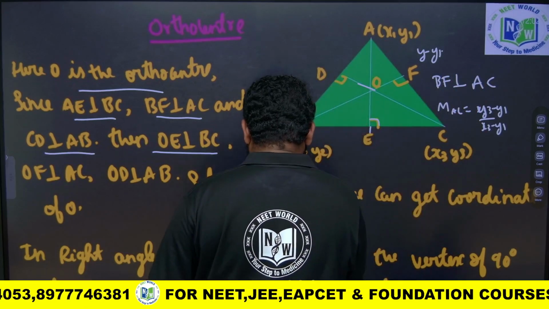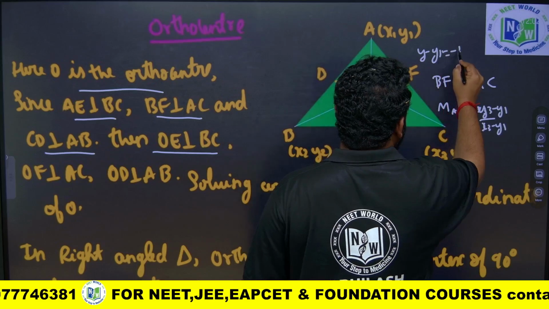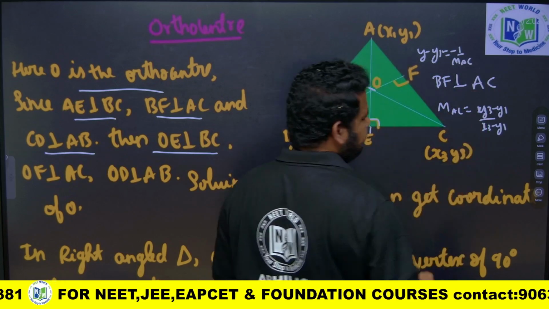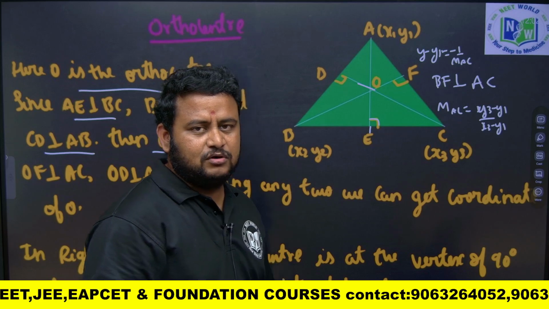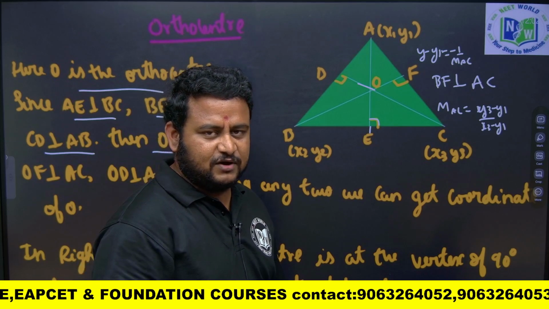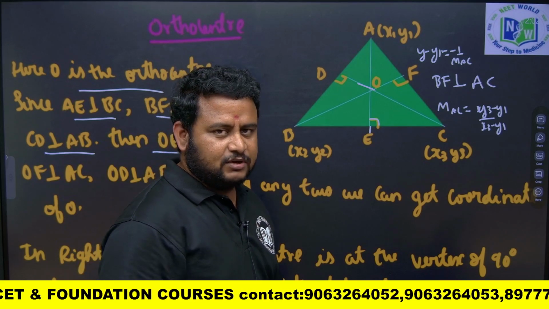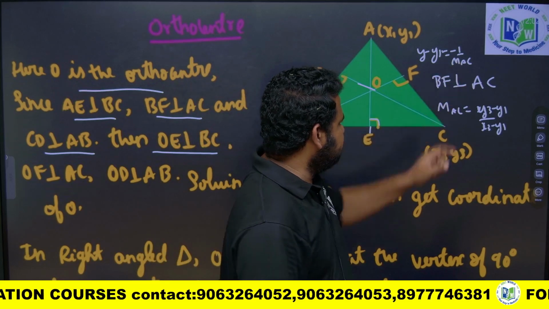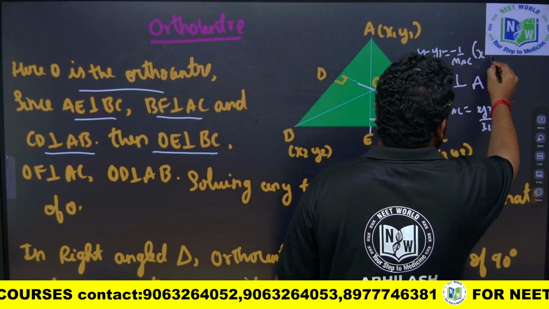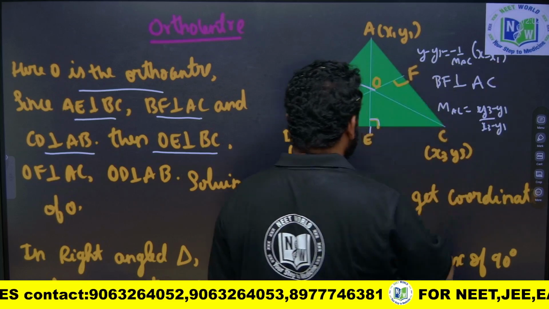This slope will become minus 1 by m of AC, because for perpendicular lines m1 m2 is equal to minus 1. Once you get m1, m2 will be equal to minus 1 by m1. So I get y minus y1 equals minus 1 by m of AC into (x minus x1). Then I will get the equation of this line BF.